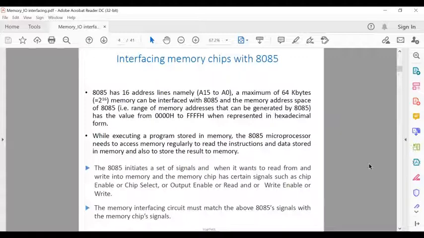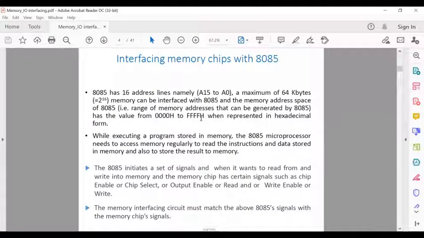Here I will discuss the interfacing of memory chips with the 8085. Since the 8085 has 16 address lines, A0 to A15, as you have seen in the architecture, a maximum of 64 kilobytes of memory locations can be interfaced with it. And how is this 64 kilobytes calculated? Using the number of address lines, 2 to the power 16, where 16 is the number of address lines. The memory address space of the 8085, that is the range of memory addresses that can be addressed, is from 0000H to FFFFH when represented in hexadecimal form. All these are hexadecimal numbers, and H represents the hexadecimal number system.